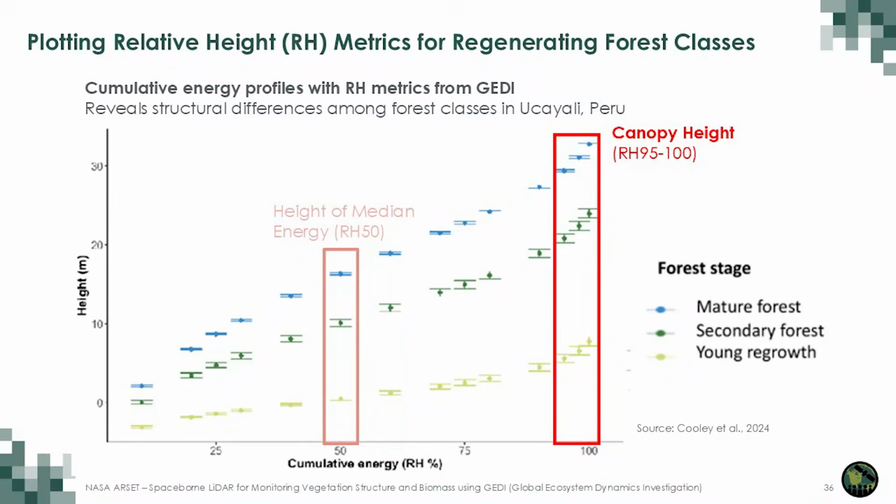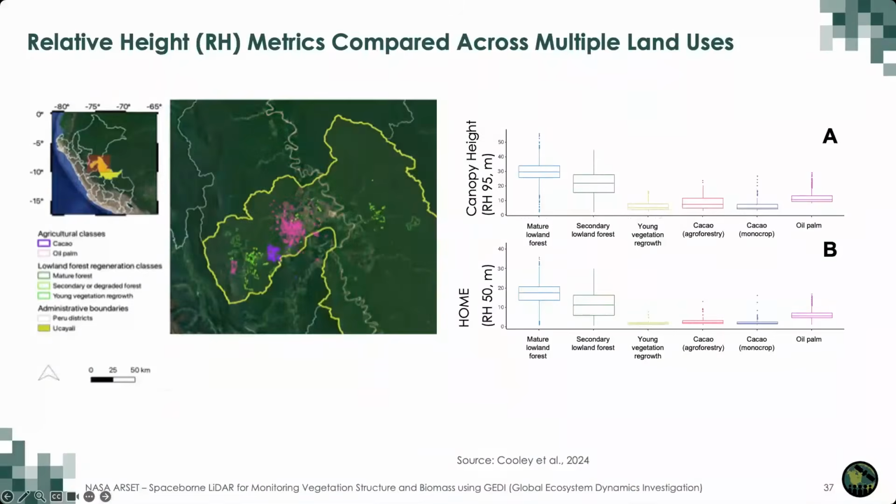And this metric, RH50, tells us about the distribution of understory vegetation, which also varies by forest type. Among the forest classes, again, we see that mature forests have the highest RH50 values relative to secondary and young vegetation regrowth.